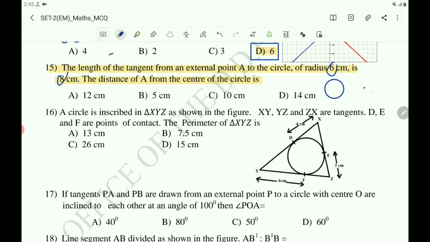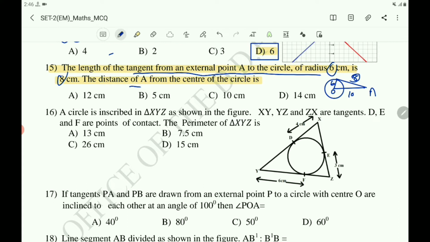Consider this is the external point A. What is given? The radius of the circle is 6 cm, and the length of the tangent from external point A is 8 cm. What we have to find out is the distance of A from the center. Here the radius is 6 cm, the length of the tangent is 8 cm, and this must be 10 according to the Pythagorean triplet.